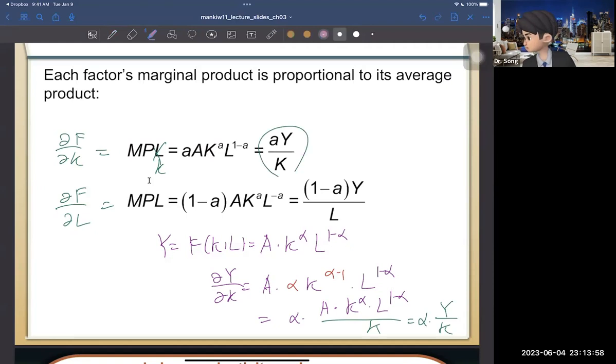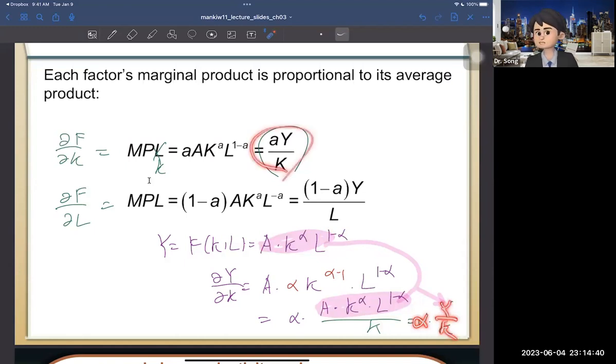So here, A times K to the power of alpha times L to the power of 1 minus alpha itself is Y. That's why I replaced it with Y. To make this form, I used a trick: K to the power of alpha minus 1 is the same as K to the power of alpha over K. You guys following? One more time, K to the power of alpha minus 1 is the same as K to the power of alpha divided by K. From there you see that this part is exactly the same, so it is replaced with Y by definition. Then we have alpha times Y over K. So that's why we can have this one.